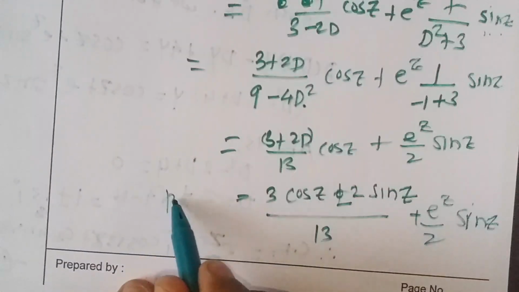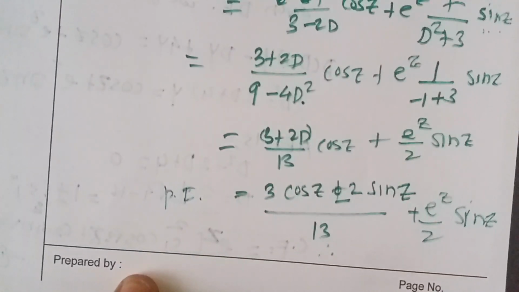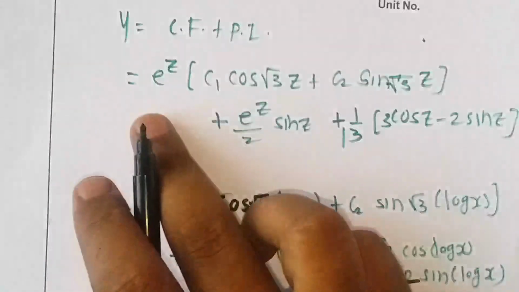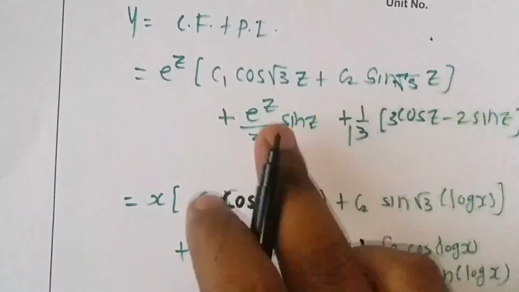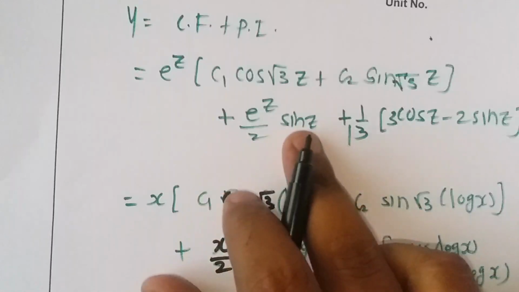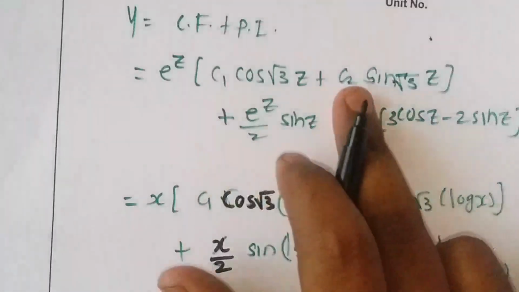Now this is free of D. So this will be the final PI. Now add CF and PI. After adding CF and PI, we'll get e raised to z into c1 cos root 3 z plus c2 sin root 3 z, plus e raised to z by 2 sin z plus 1 by 13 times 3 cos z minus 2 sin z. This is PI, this is CF.